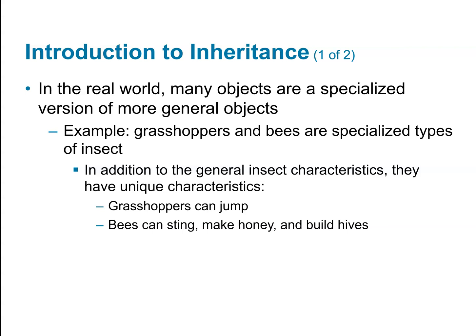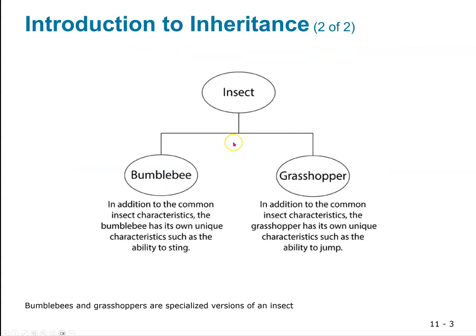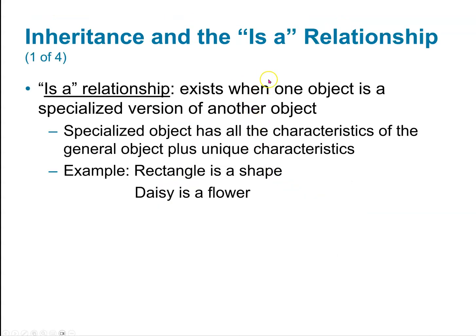So while they have a common base, they are different at lower levels, but you can refer to them as insects in a general sense. Okay, so here would be an inheritance hierarchy. We've got insect, bumblebee, and grasshoppers. Inheritance is what is called an is-a relationship. A bee is an insect. A grasshopper is an insect.